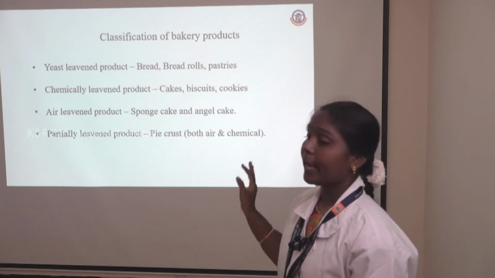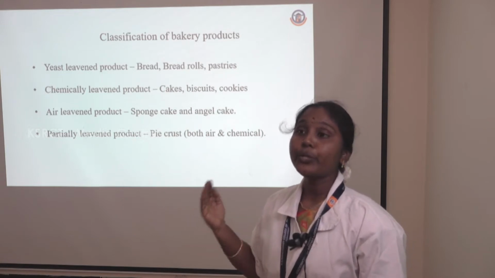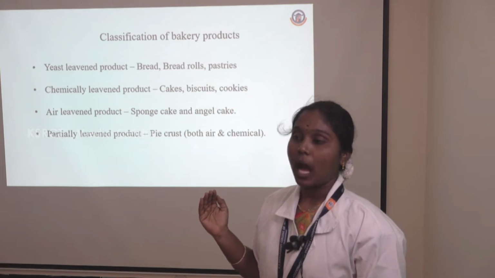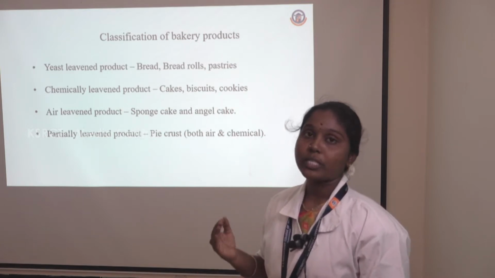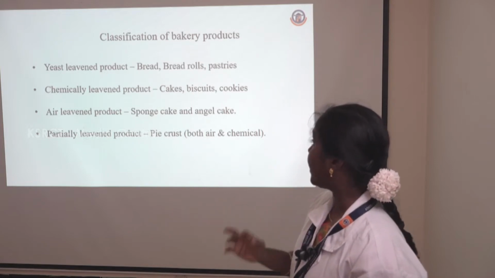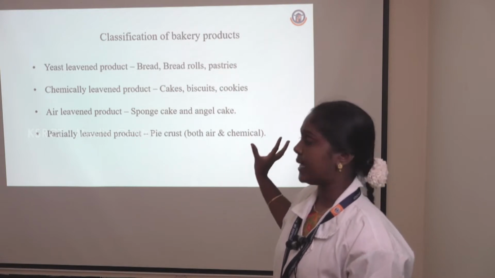Coming to the second one, chemical leavened product. In a chemical leavened product, we use a chemical component for the leavening process. The best examples are baking powder and baking soda. Baking soda is nothing but the sodium bicarbonate component. The best examples for the chemical leavened product are cake, cookies, and biscuits.